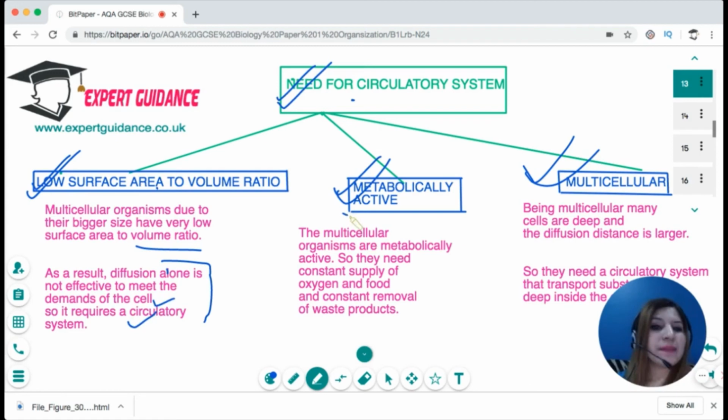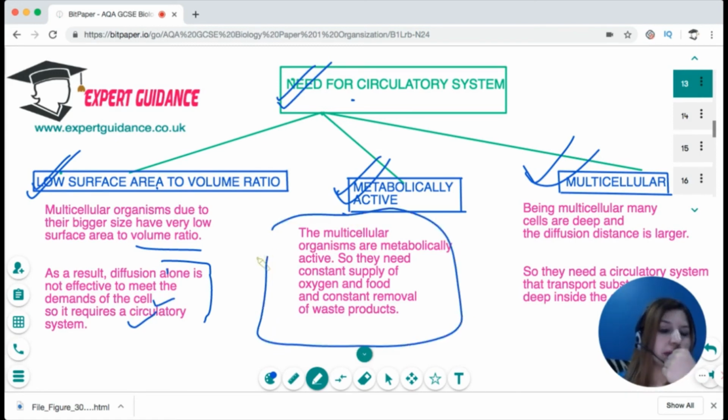Now, being metabolically active, we need a constant supply of oxygen, glucose, and nutrients. And at the same time, waste products are also made at a greater level. So we need a constant removal of waste products. So we need a circulatory system to do that task.